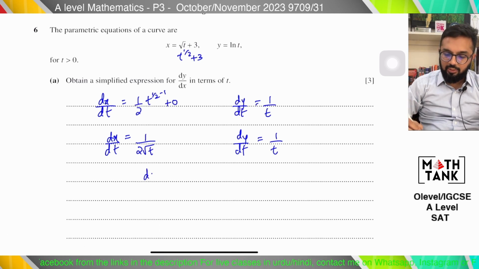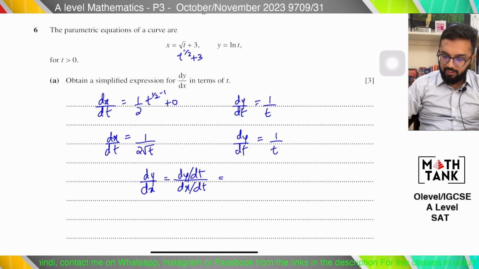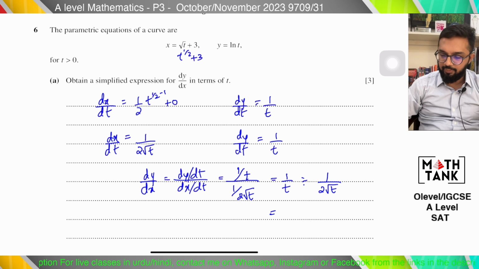How do you construct the chain rule? You say you want dy by dx, so dy by dt divided by dx by dt. What's dy by dt? It's 1 over t divided by 1 over 2 root t. So 1 over t divided by 1 over 2 root t. That gives me 1 over t multiplied by 2 root t.